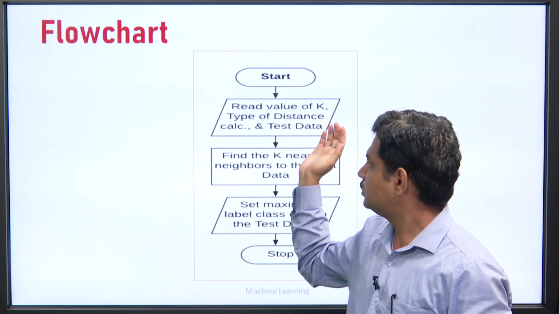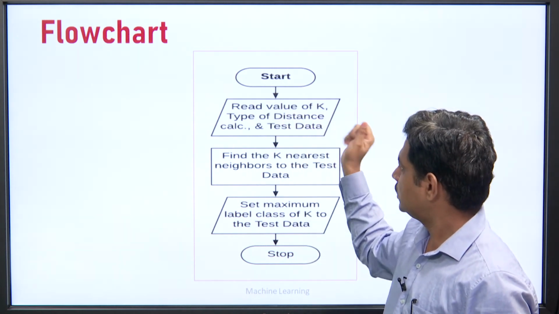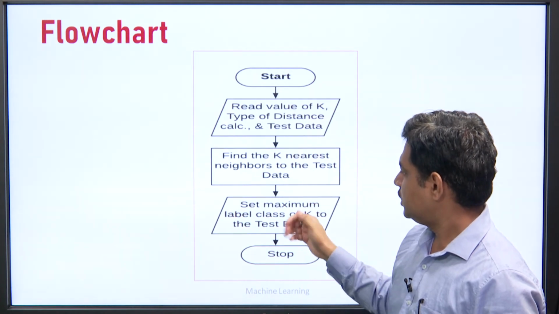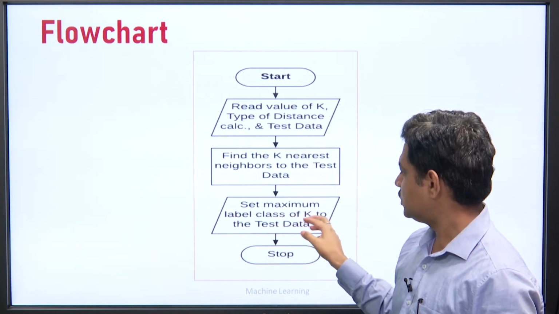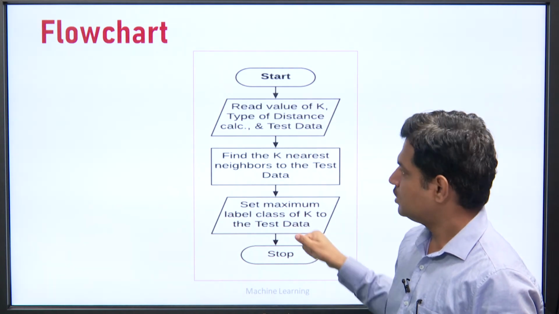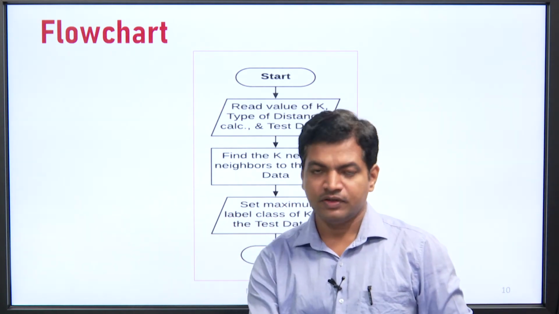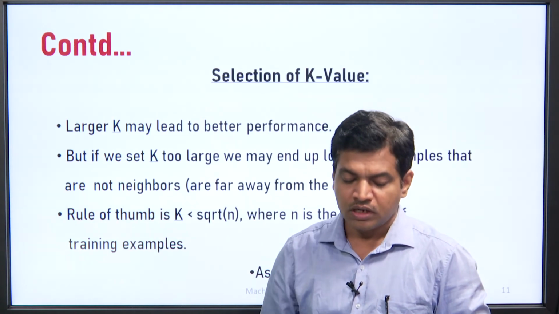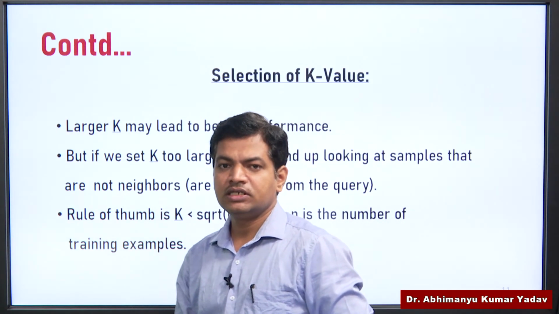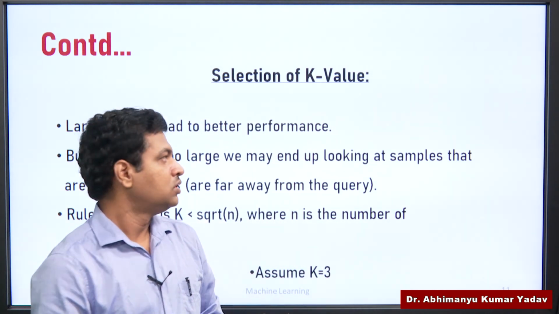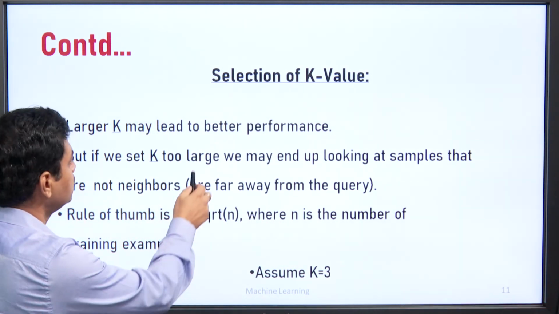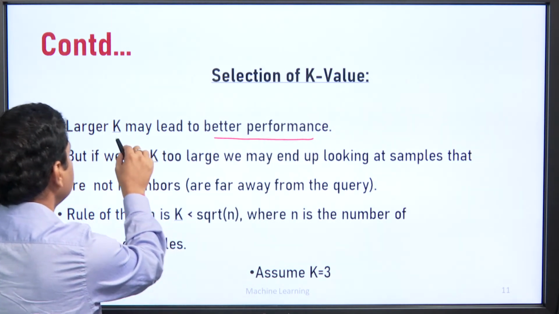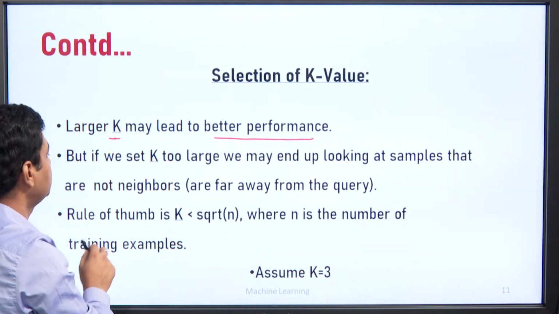Loading the value of k and the data sample, finding the k nearest neighbors to the data, selecting the maximum label class among the k, and then stop. So, this is the flow of the algorithm, and these steps are already explained. Now, the important thing in this is the selection of the k value. The k value may lead us to better performance, which is why the selection of the k value is very important.